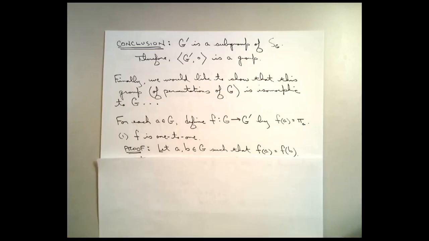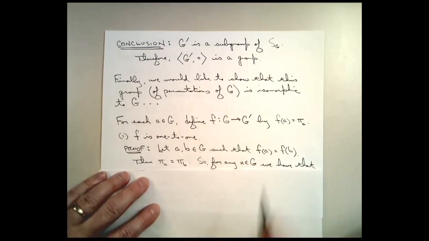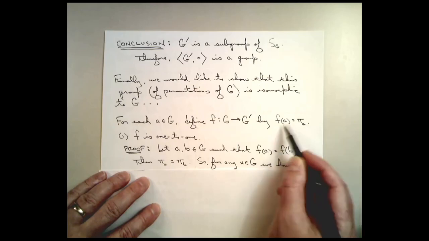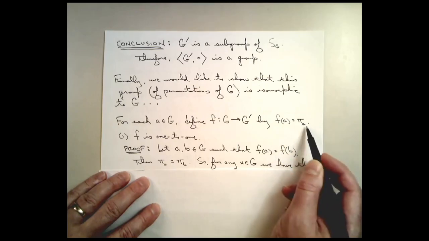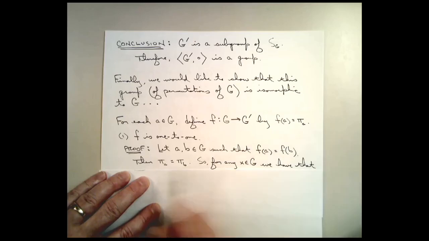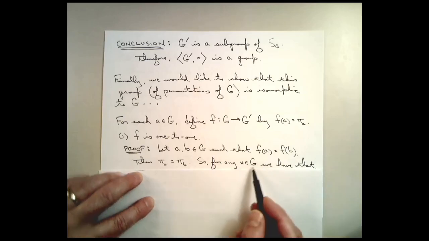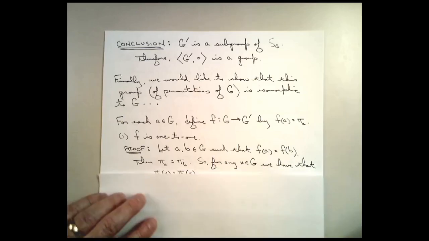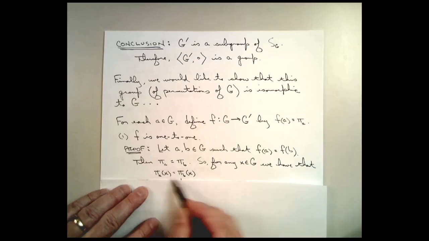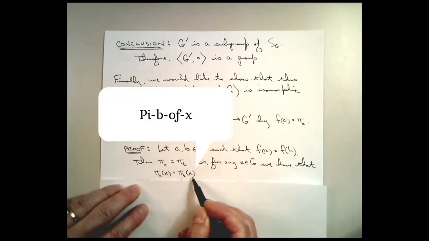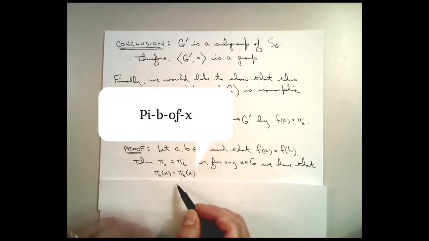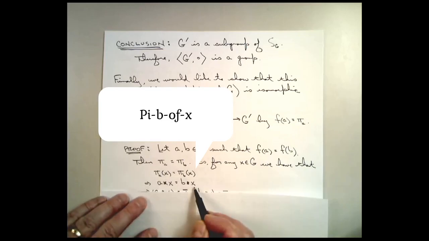All right, well, let's see. If F of A and F of B are the same, then by definition, let's see, what's F of A? Well, F of A is the permutation pi sub A. F of B is the permutation pi sub B. So if F of A is equal to F of B, then that says pi A is equal to pi B, which means these two functions are going to do the same thing to every member of G. So if I pick a member of G, pi A of X is going to have to be pi B of X. But by definition of these permutations, that means A times X is B times X.